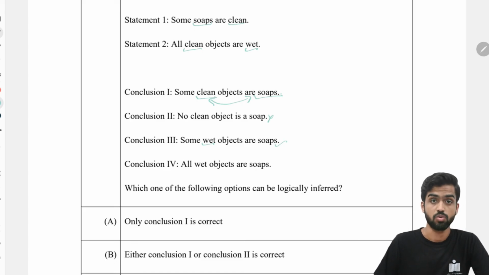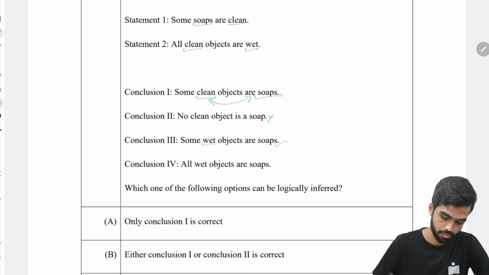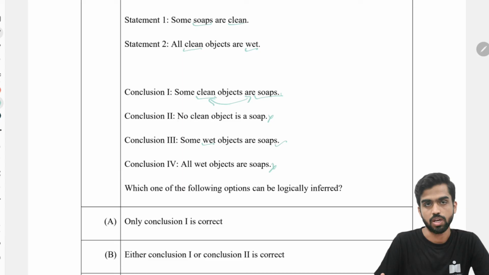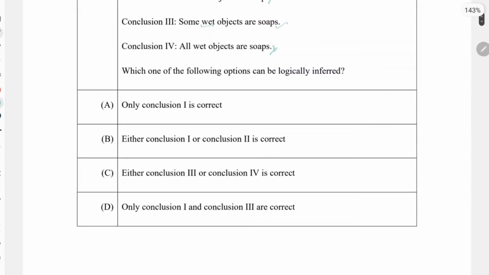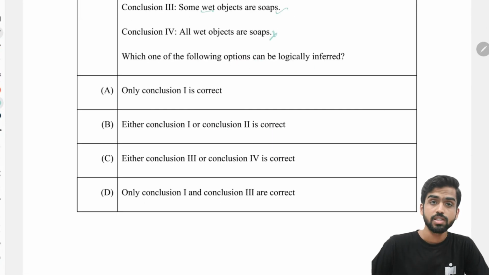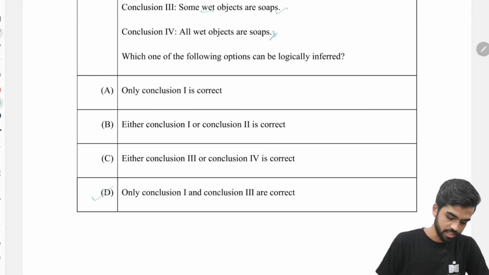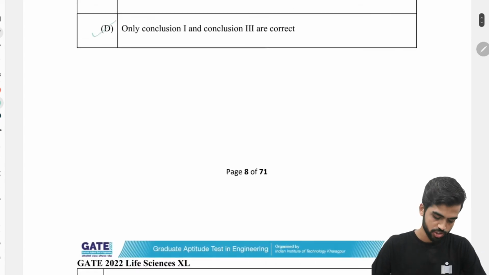Some clean objects are soaps, which is the first statement. So all wet objects are soap is wrong, because only some soaps are clean or some soaps are wet. So all objects are not wet. This becomes a tongue twister to a very great extent. So obviously the only right answer is D. Moving on to the next question.